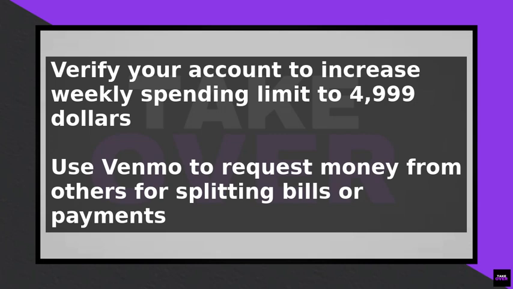In addition to sending money, Venmo also allows you to request money from others, which can be useful for splitting bills or receiving payments for goods or services. To request money, click on the Pay or Request button and select the Request option. Enter the recipient's name, username, or phone number, and the amount you are requesting, and add a note or description if you want.